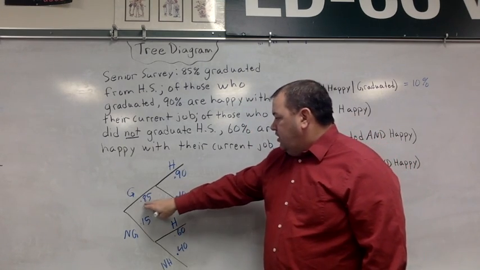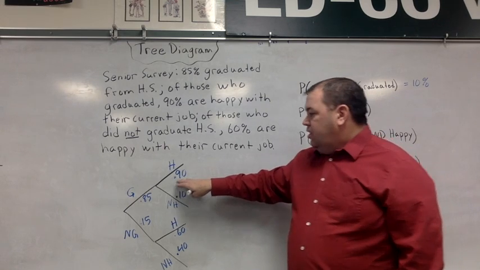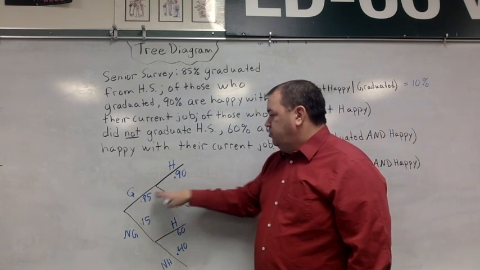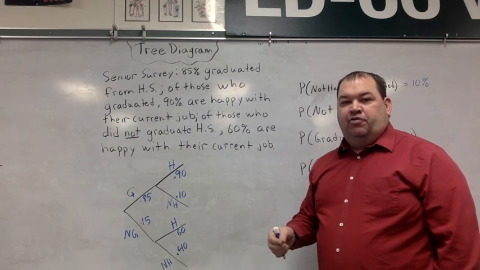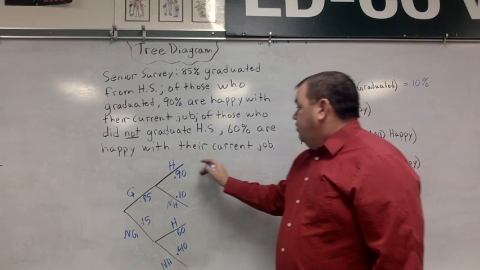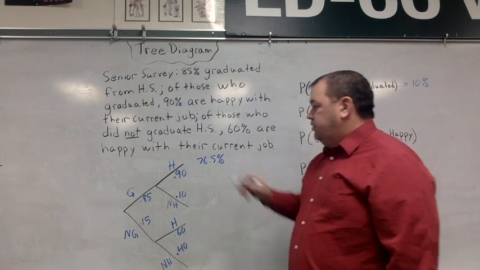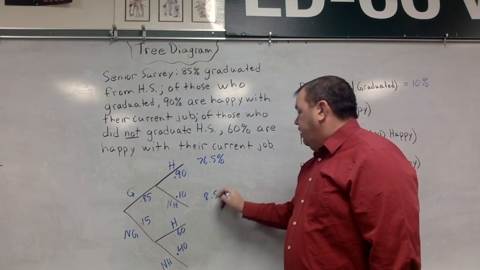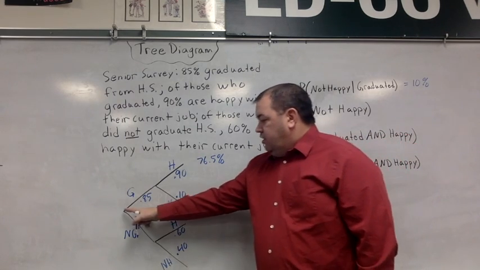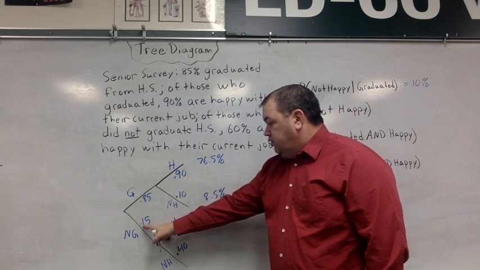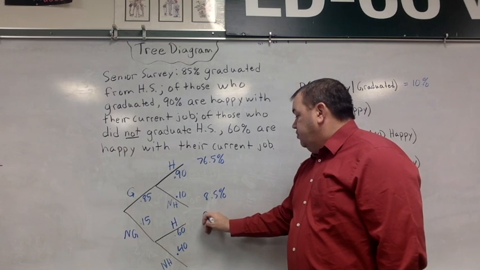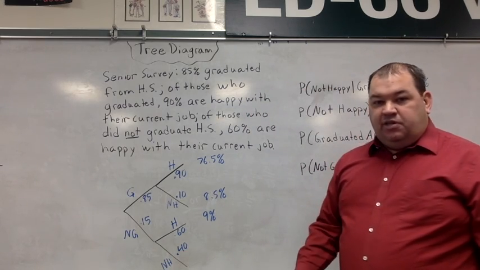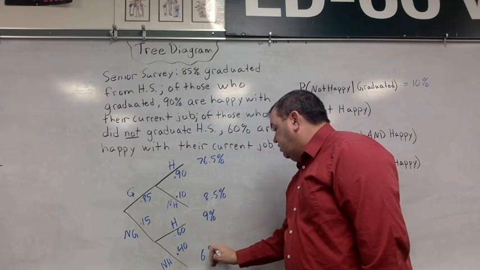This is that other calculation I talked about. I'm really taking these two numbers and multiplying them. If I take the percentage for graduates, of those, the percent who are happy, and I multiply those two numbers, I'm going to come up with a percentage of happy graduates. And that turns out to be 76.5%. If I follow the 85-10, I end up with 8.5%. If I follow the non-graduates that are happy, multiply those two numbers, I end up with 9%. And if I follow the non-graduates and the not happy, the 15% times the 40%, I end up with 6.